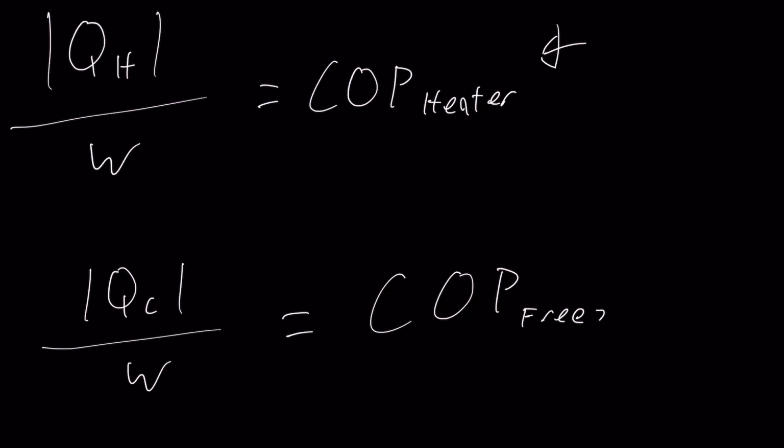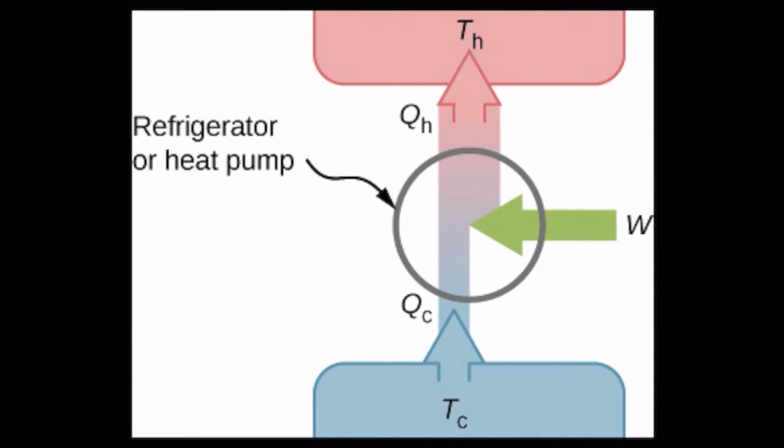What can we say about the coefficient of performance of the freezer? In order to understand all these different values, like QC and QH and W, we have to understand how it looks with a refrigerator. So we've got this engine here, some sort of machine, and we're going to call this our system.